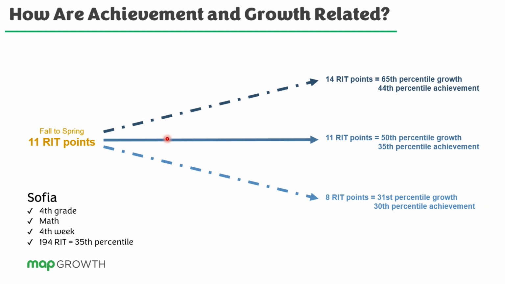On the other hand, if the student increases their RIT score more than is projected, so instead of 11 RIT points from fall to spring, Sophia grew by 14 RIT points, so 3 points higher than the projection, that would bump her up to the 65th percentile for growth and the 44th percentile for achievement. And that means that she's showing growth at a rate higher than the average of other students in that norming group. And she will experience an acceleration in moving up in achievement.